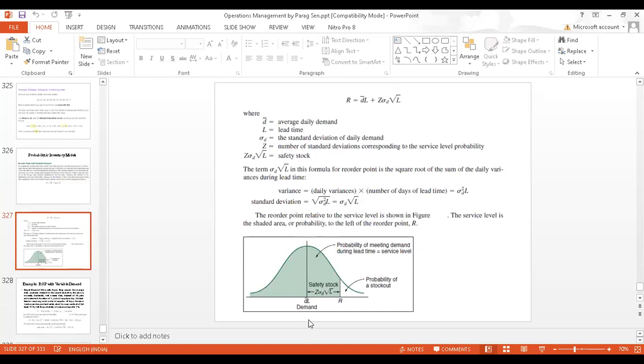This is your mean, which is actually D bar into L. And here the R is actually the reorder point. Okay, so why is it D bar into L? Why is it D bar into L?